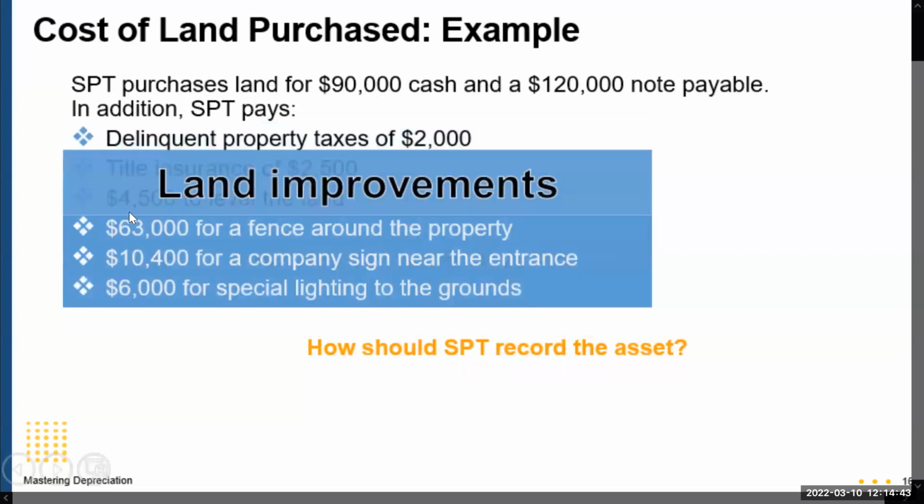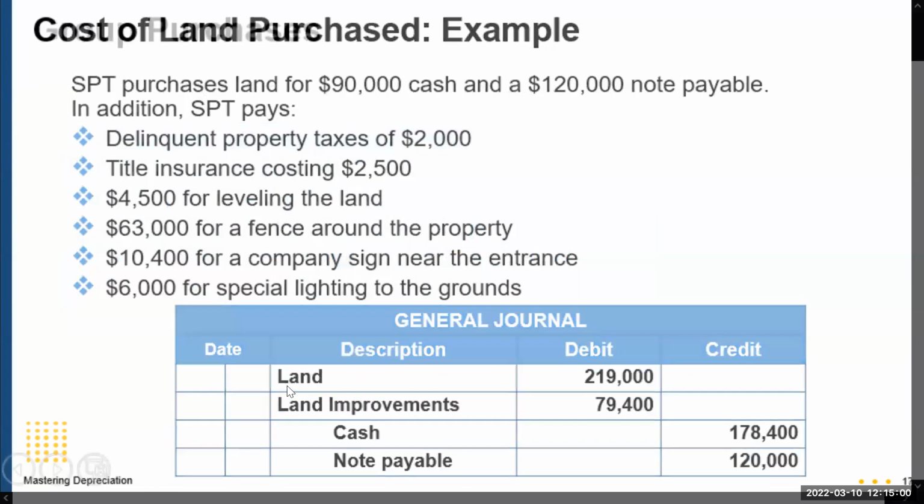And then the other three, the fence, the sign, and the lighting, think of these things, they're going to wear out. Leveling the land, that's not going to wear out. It's not going to go into a different account to be depreciated. So all of these things are going to wear out, and we're going to depreciate them. So if we put them in our journal entry.